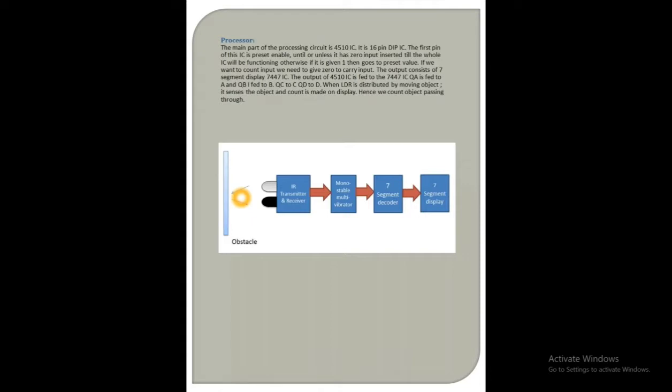Whenever one object passes through, it sends it to the decoder, and then the display shows the value. So this is probably from my part.